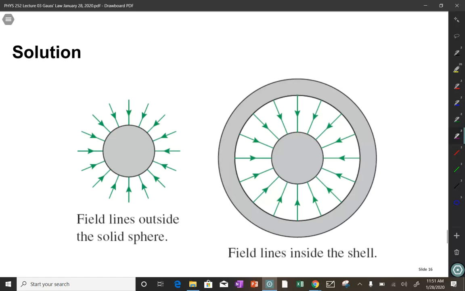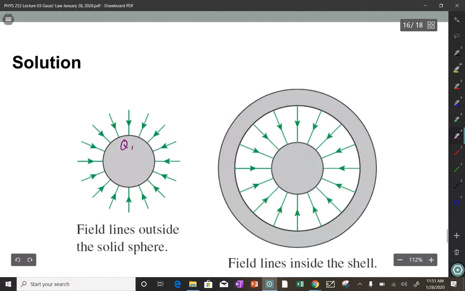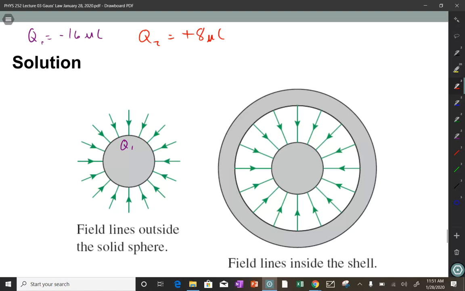So this picture is only showing the inner sphere. What's the charge in the inner sphere? Wasn't it negative 16 microcoulombs? I was just looking for Q1. It was either plus or minus. Yeah, it was minus 16. I'll write it up here. Then Q2 was 8 microcoulombs.